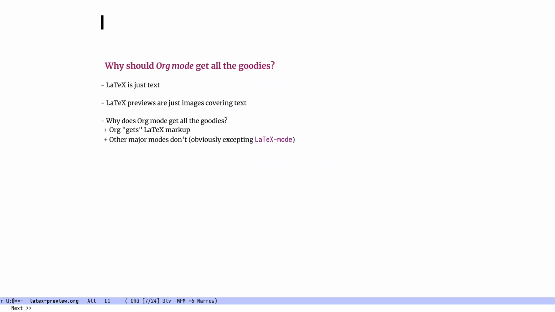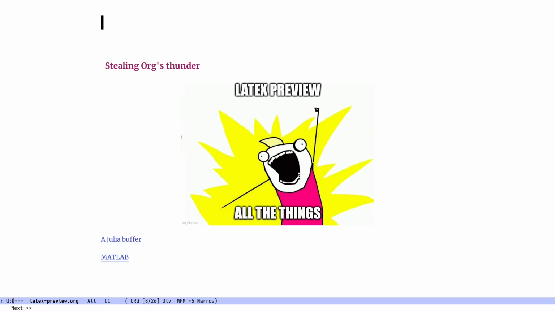The idea is simple. LaTeX is just text, and LaTeX previews are just overlays placed on text. What's special about Org mode here? The answer, of course, is quite a bit. Among other things, many middle-aged computer scientists, Emacs' core user base I'm told, have modified Org mode extensively over the decades to be able to include LaTeX seamlessly, so that Org, in some sense, understands LaTeX better than other unrelated major modes do. But it's not as hopeless as you might think.